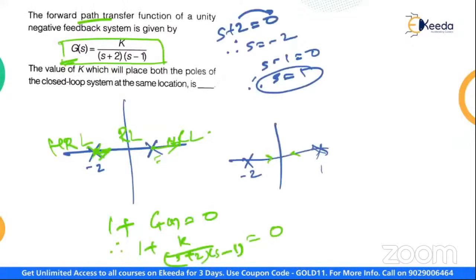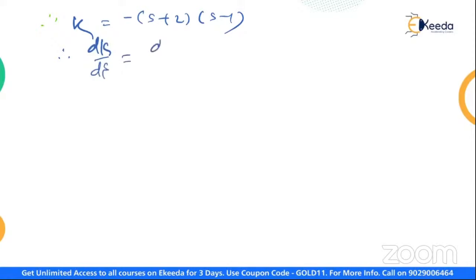If you simplify this, you will get the value of K. K equal to minus of (s + 2)(s - 1). If you want the breakaway points, you will definitely do dK by ds. The moment you do dK by ds, what is K? K is nothing but minus of (s + 2)(s - 1), and you take d by ds of this.